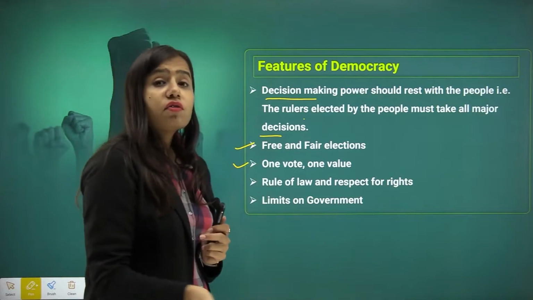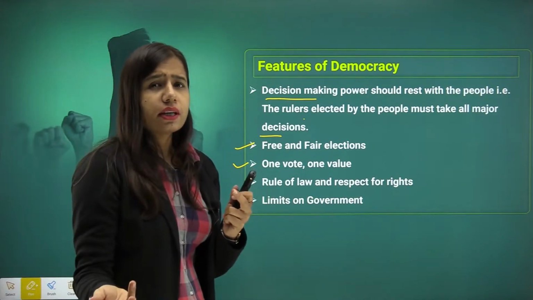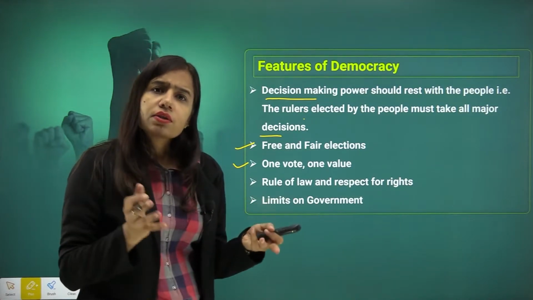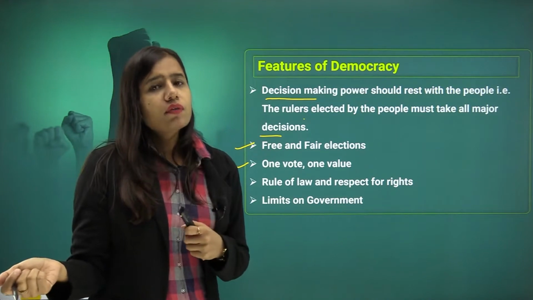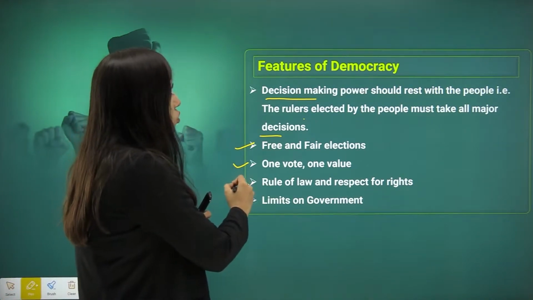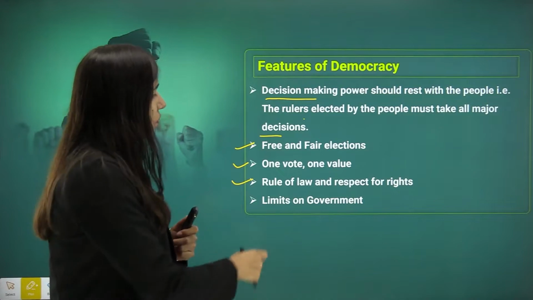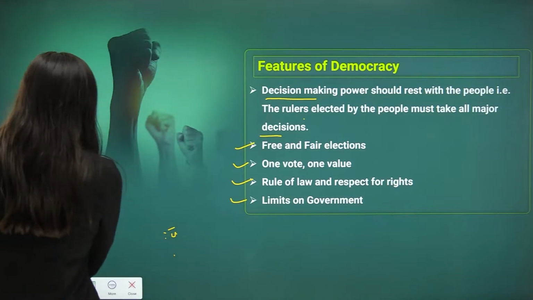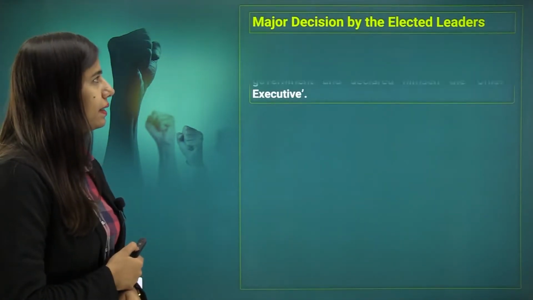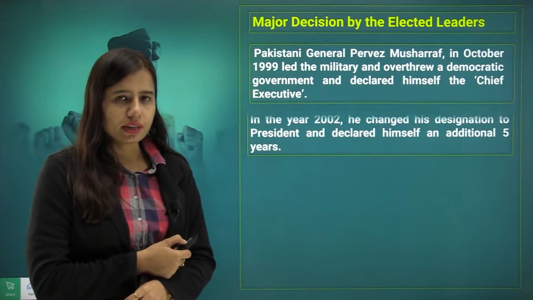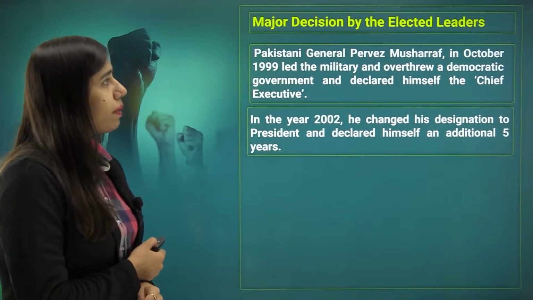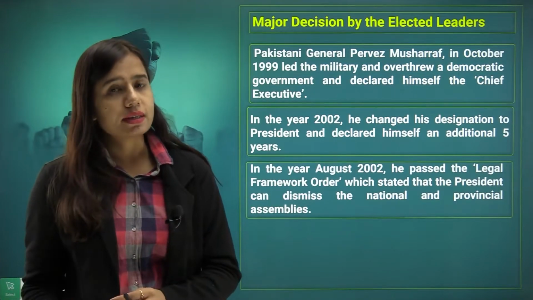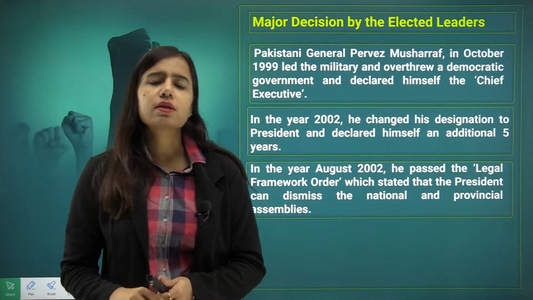You all must be aware that when Britishers were here, we were not a democracy and there was no voting system, right? Later on it was introduced, but it was not applicable to all the citizens of India. Next is rule of law and respect for rights, and finally limits on government. So these are a few features of democracy which we are going to learn in detail. Let us look at the first feature of democracy, which is major decisions by the elected leaders, which means all the major decisions in a democracy should be taken by the elected leaders only.